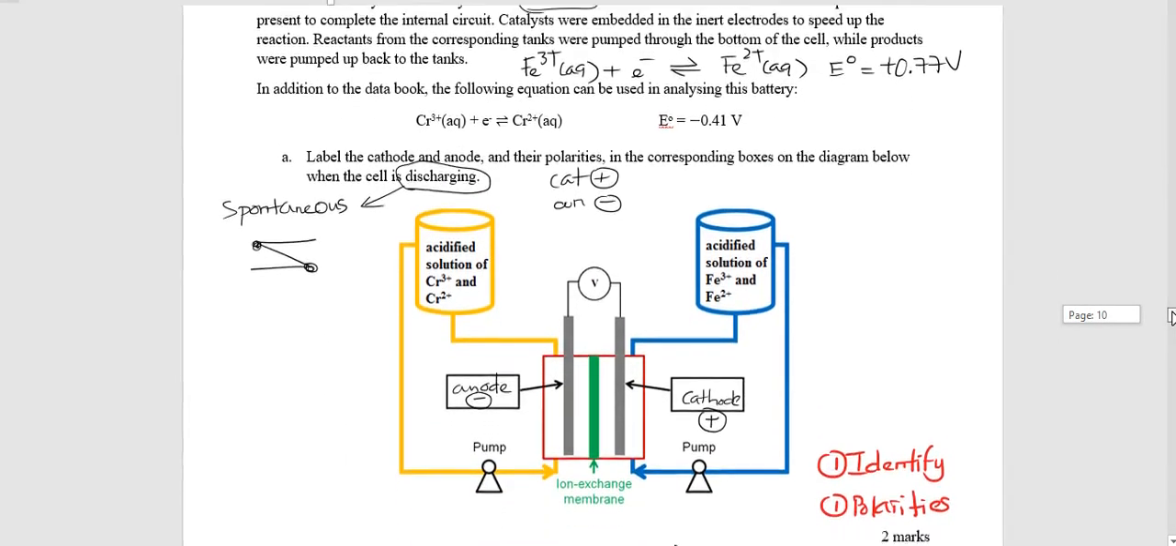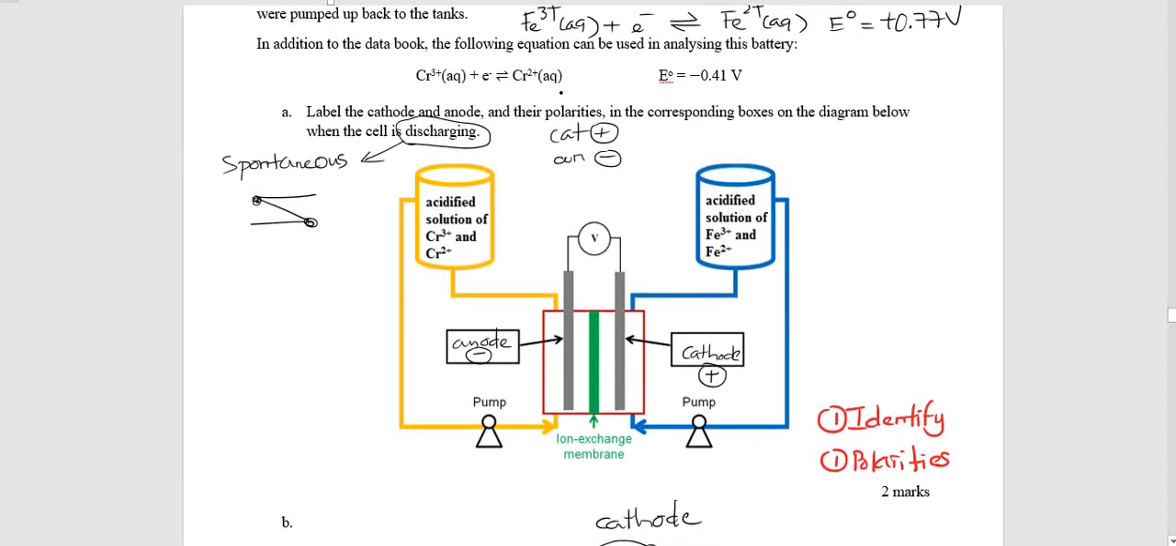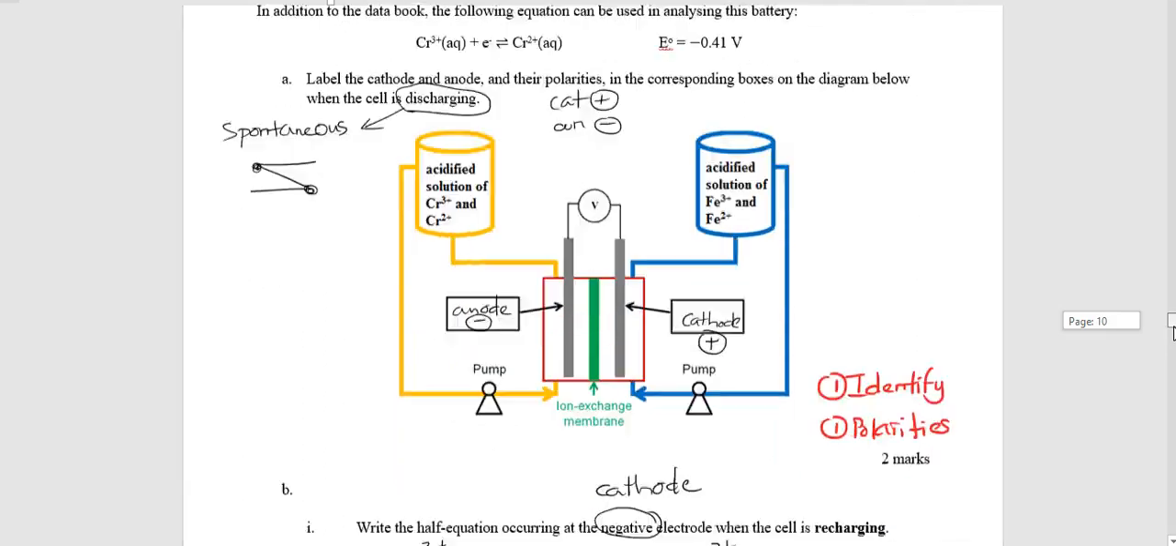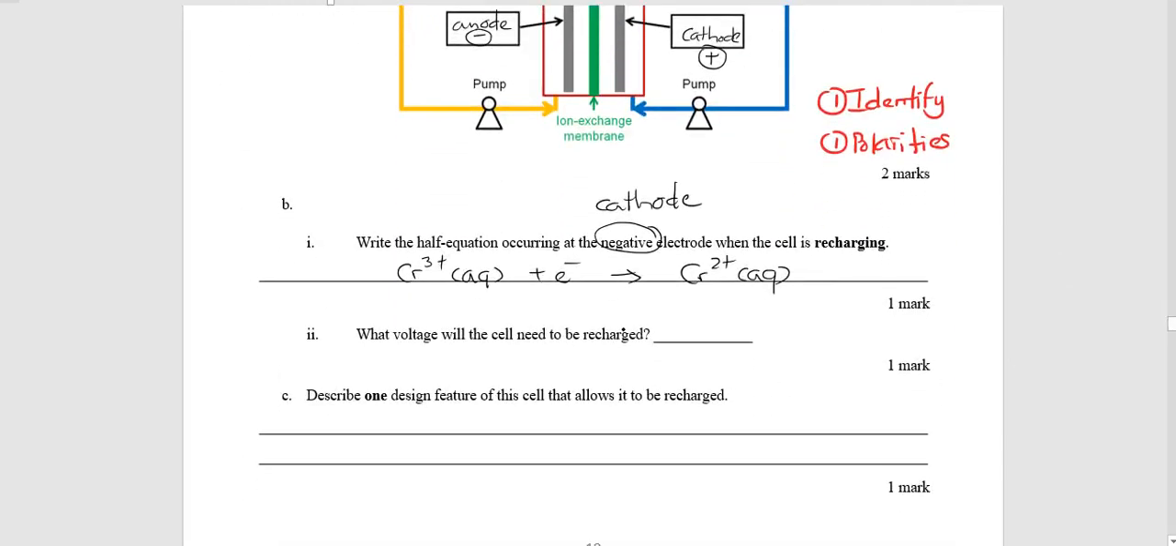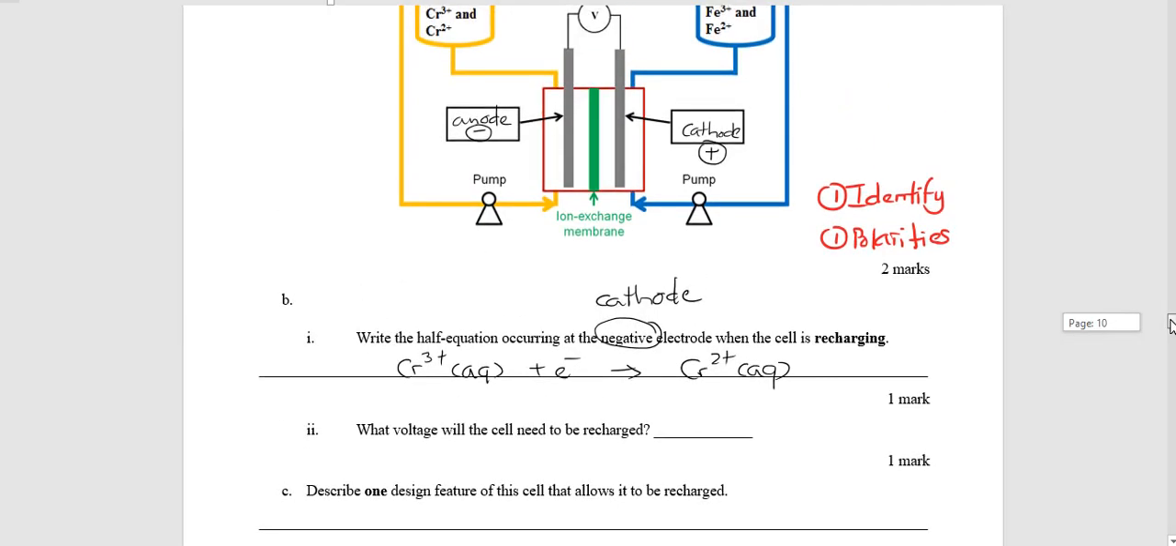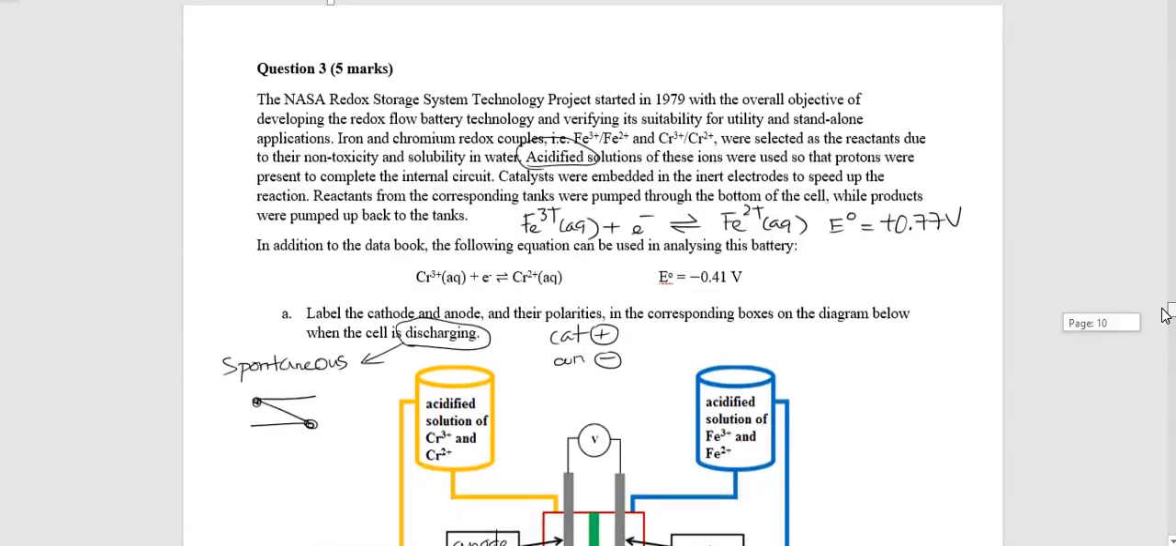Yes, so the anode of discharge is chromium 2 plus being oxidized to chromium 3 plus. If we go to the cathode of recharge, it's just the reverse reaction of that. What voltage would the cell need to be recharged?